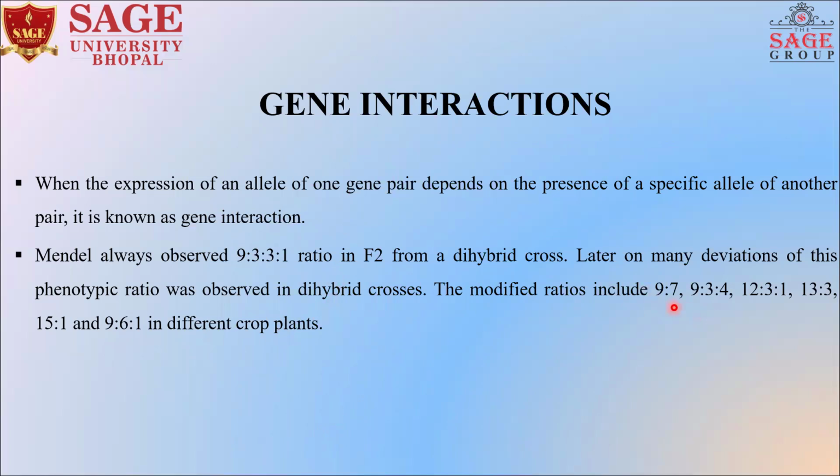So the ratios 9:7, 9:3:4, 12:3:1 may be due to complementary, supplementary, or inhibitory gene interaction. In this way, these are the various types of modified ratios which come under gene interaction.